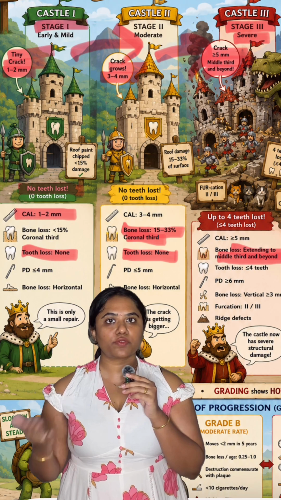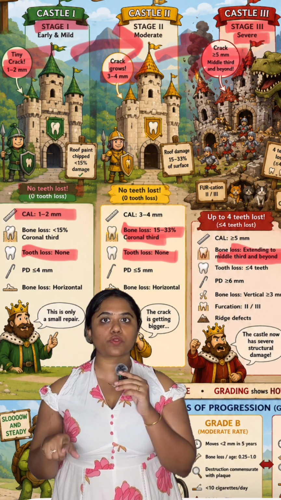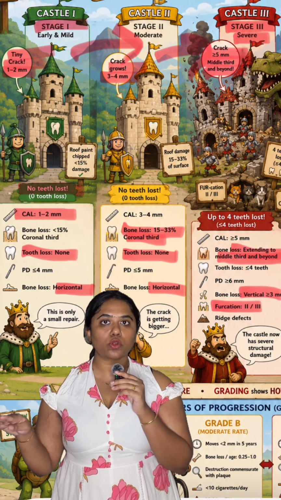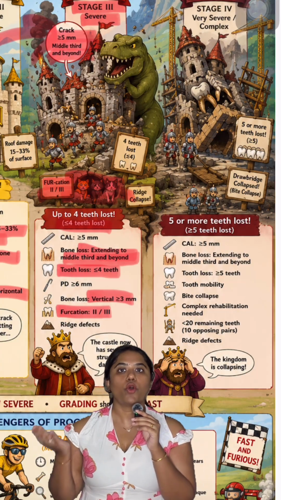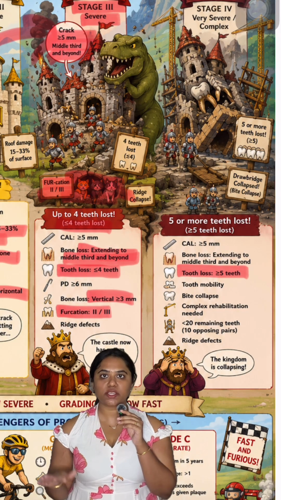A funny way to remember the furcation involvement is that it is seen in stage 3 and stage 4. You can also see there is a vertical bone loss of 3 mm and 4 in stage 3 and stage 4, whereas there is horizontal bone loss in stage 2 and stage 1. What separates them is tooth loss. 4 teeth or fewer is stage 3. 5 or more teeth loss is stage 4.